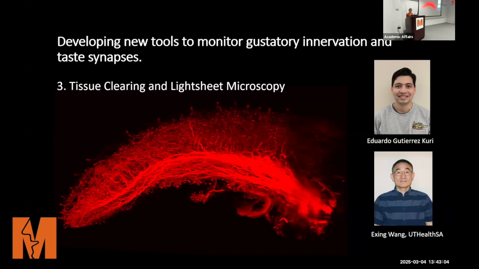And so now that we're more interested in looking at recovery after nerve cut, these are the types of techniques we plan to use in the near future to see how long it takes for the nerve fibers to reinnervate. How do they reinnervate? What's the branching pattern? Is it similar or different to the normal state in the mouse?